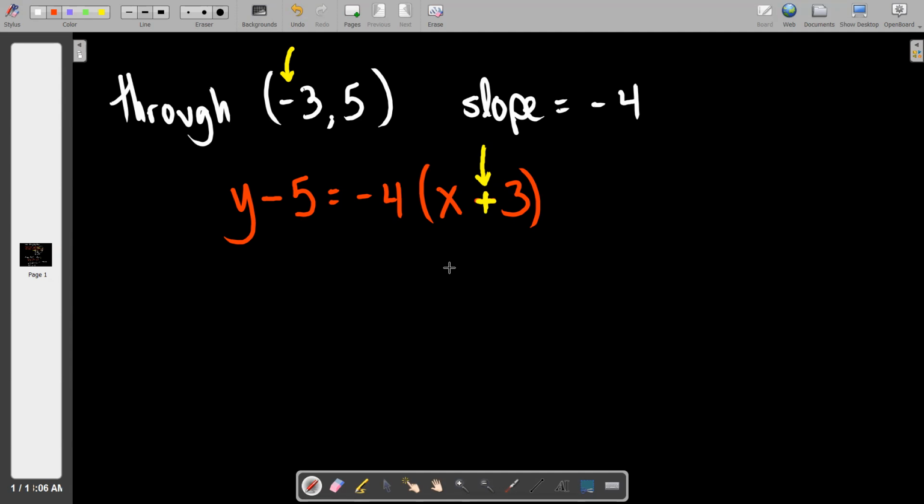Still good? All right. Now it's time to distribute and convert. So I'm going to leave the left side as y minus 5. What's my right side going to say? Minus 12?